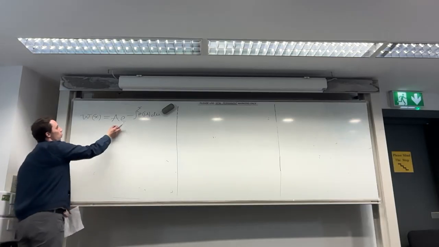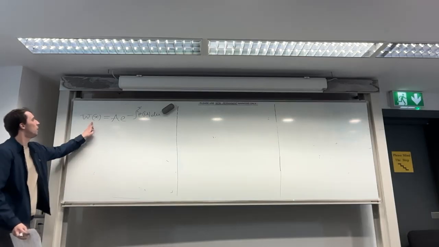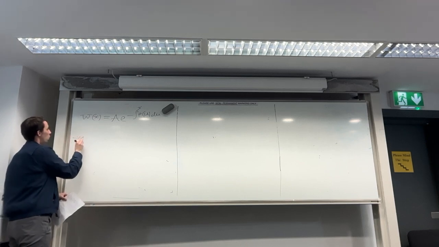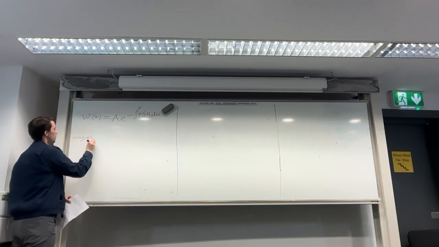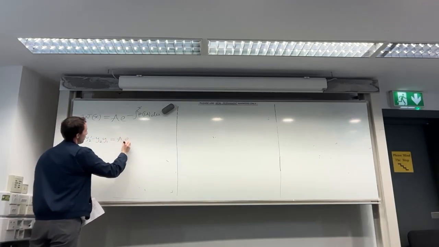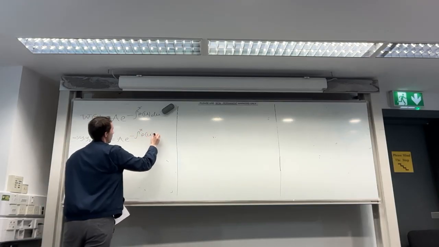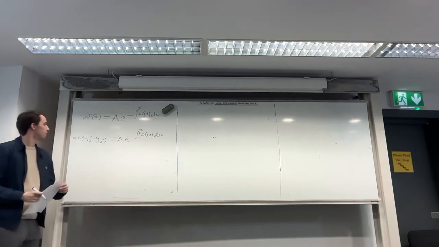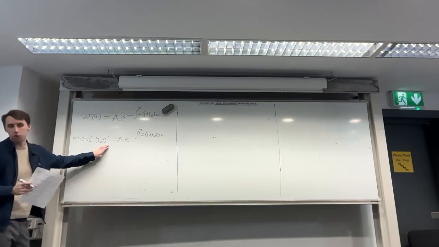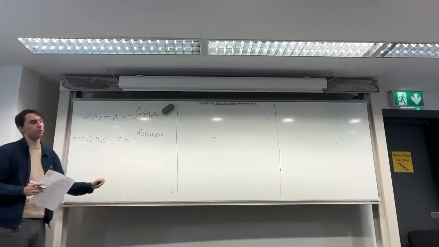Here, there are no y's in the equation. So how do we get y's involved in this equation? Well, recall the definition of W. W is just y1 y2 prime minus y2 y1 prime. So we've gotten y2 into this equation. So what we want to do now is solve this equation for y2.